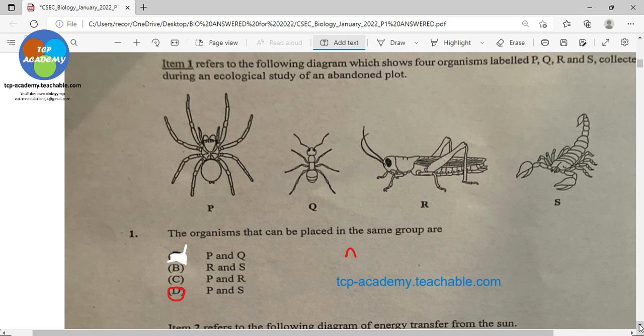While for the spider, it is made up of 2 segments along with 4 pair of legs. The spider is an arachnid. The scorpion has what is called a cephalothorax. That's the abdomen and the thorax join, which makes the scorpion an arachnid, just like the spider. So the answer here is going to be D, P, and S.